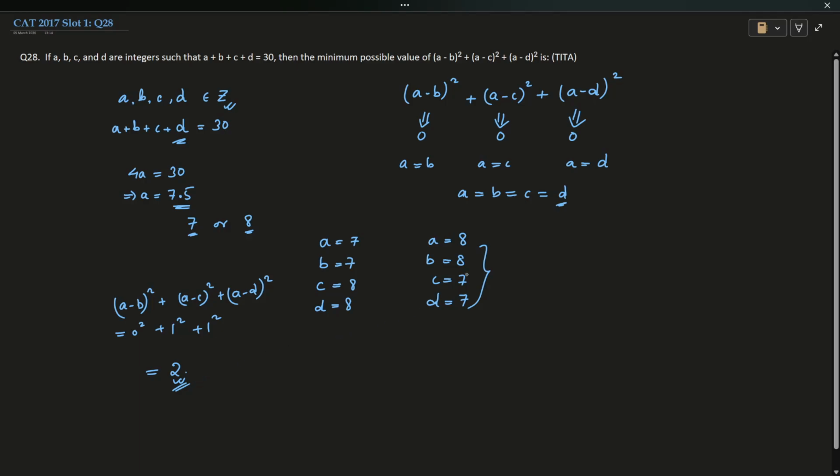All right guys, I hope you have understood this. I have taken them as 7 and 8 because I have to make sure that the average remains 7.5 and all the numbers are integers. And also I have to minimize it, so the numbers should be as close to each other, or equal. All right guys, let's move on to the next question.